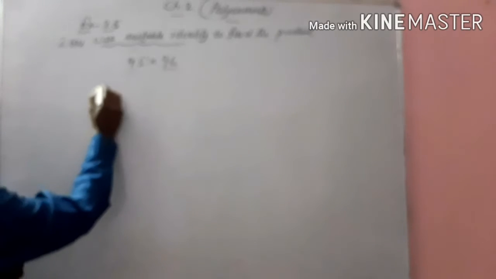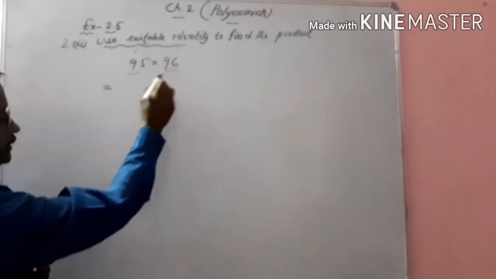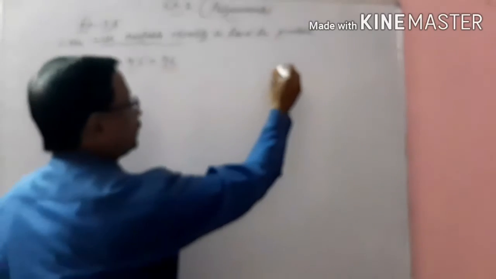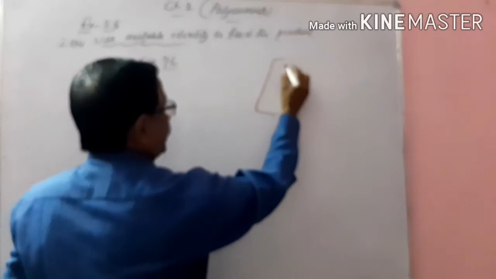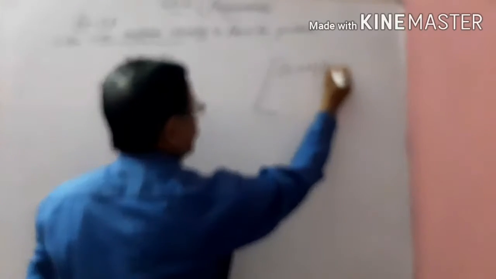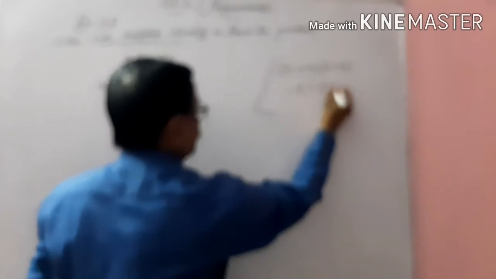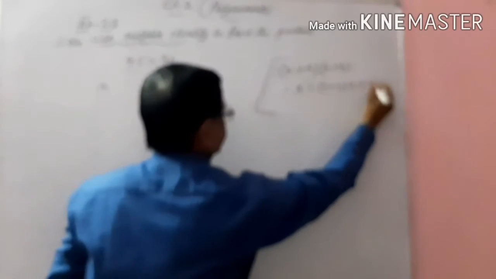How do you use it? First we have to break this number. Once you break this number, one thing you remember, as we know the identity: (x plus a)(x plus b) equals x square plus (a plus b) into x plus ab.